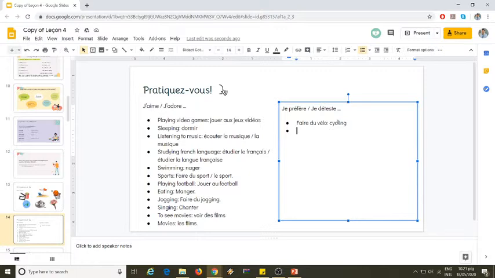I hate to fail. Okay. Je déteste. So kalau fail, I hate to fail. Je déteste rater. Je déteste rater. Rater maksudnya fail lah. More to fail exam ke apa lah.